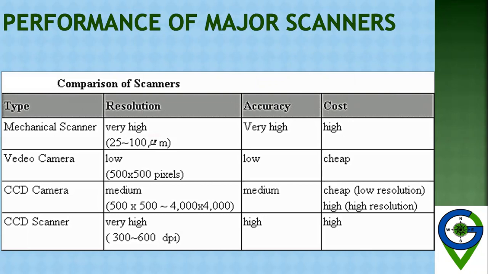Then the CCD camera resolution is medium, 500 to 4000, accuracy is medium, and it is cheap for low resolution, but for high resolution it is high. Then the CCD scanner, that is charge coupled device scanner, our resolution is very high, 300 to 600 DPI. DPI is dots per inch, and accuracy is high, so the cost is also high.